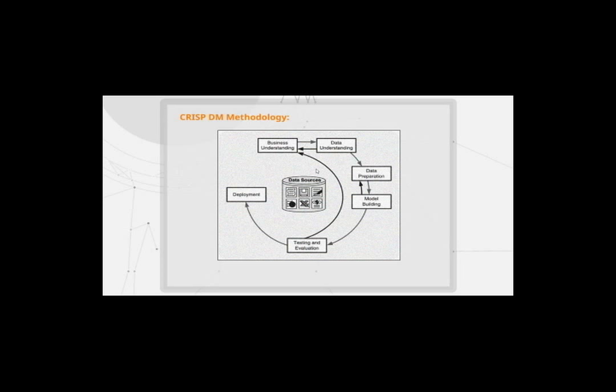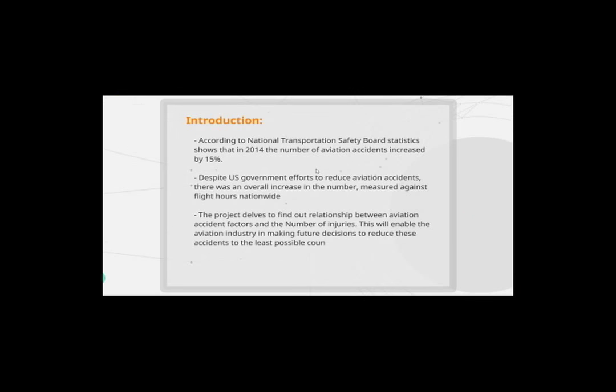In CRISP DM methodology, we have 6 phases. First is business understanding, data preparation, model building, testing and evaluation, and the last phase is deployment. We have used this methodology in our project. Let me give you an introduction about our project.